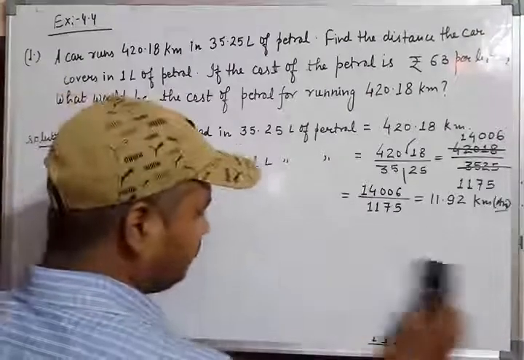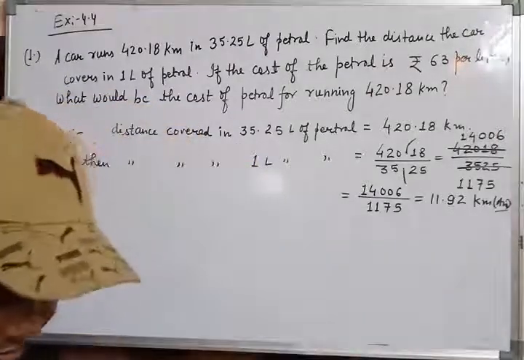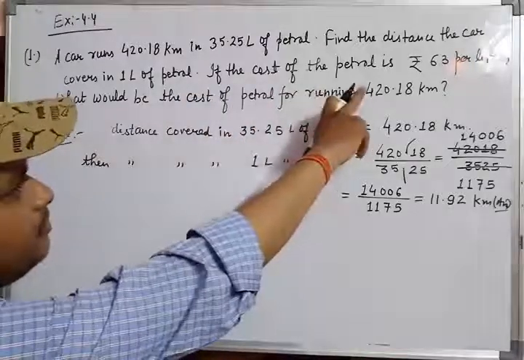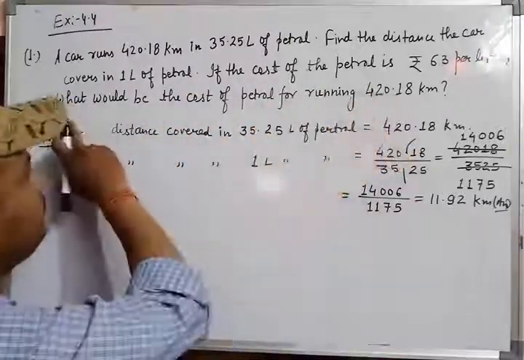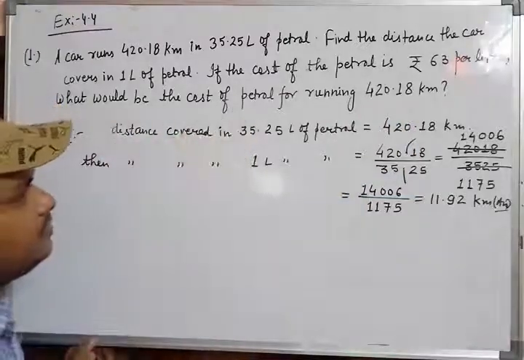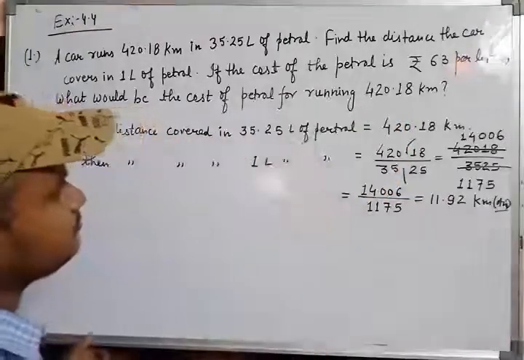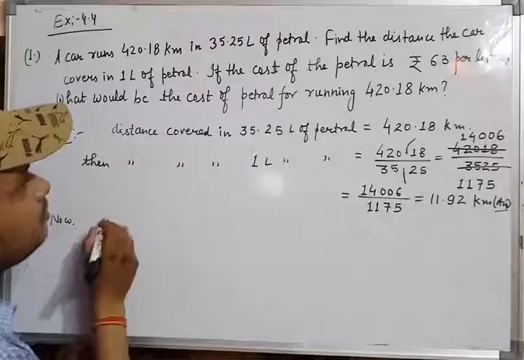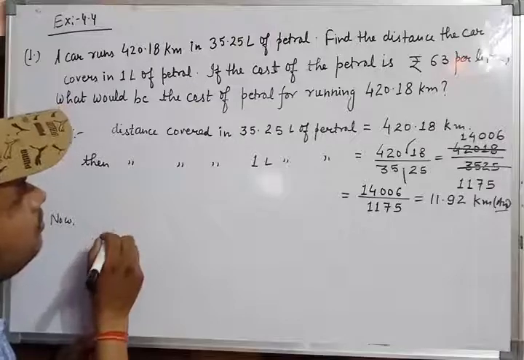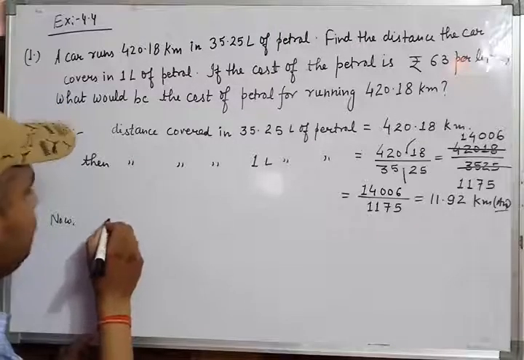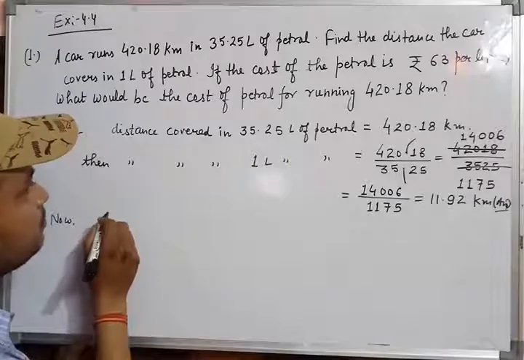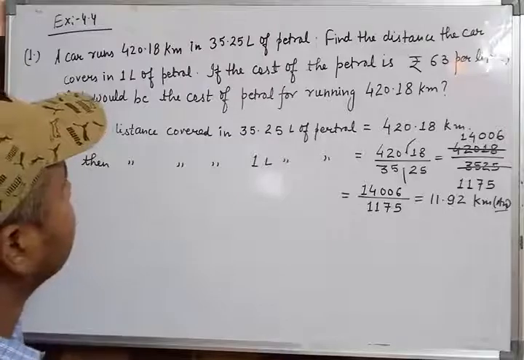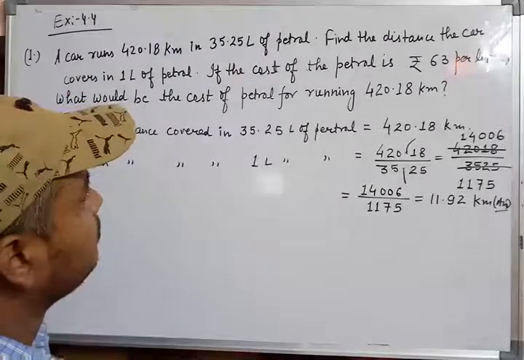Now we are moving to our next question, that is the additional question of this: what if the cost of the petrol is 63 per liter, then what would be the cost of petrol for running this kilometer. Okay, now the cost, what would be the cost of petrol for running.